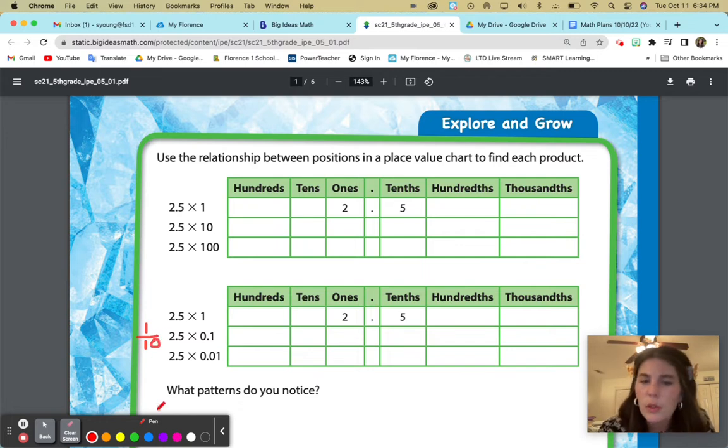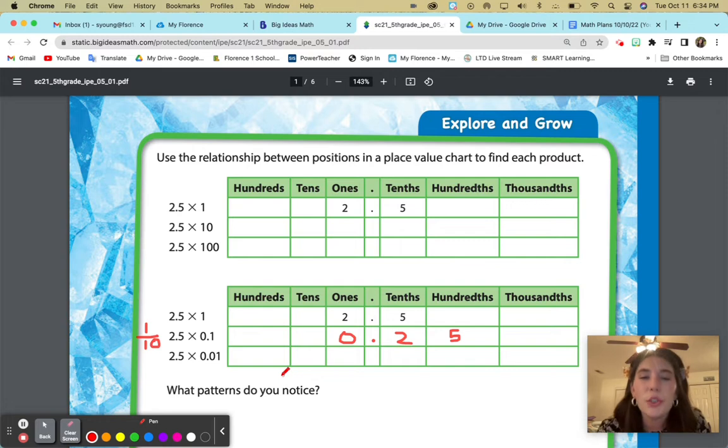How many times will I move 2 and 5 tenths down the place value chart? Well, if you guessed once, then you are absolutely correct. So what that means is I'm going to shift all the way down by 1. So instead of being 2 and 5 tenths, I am now 25 hundredths. Now, we know we don't want to leave this left hand side naked, so we've got to put that placeholder 0.